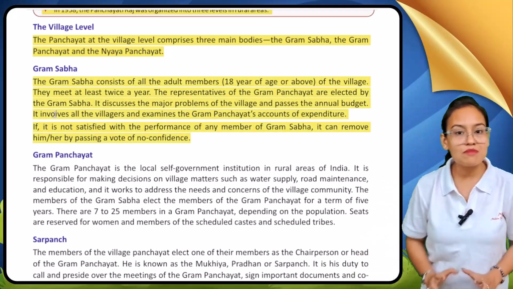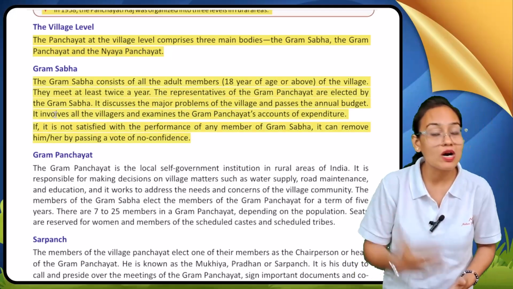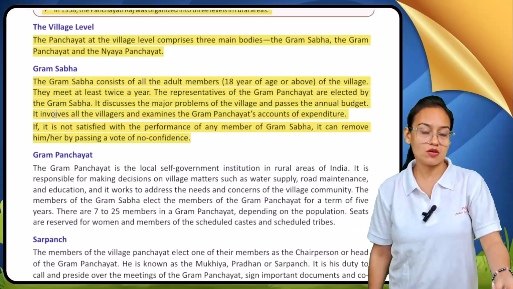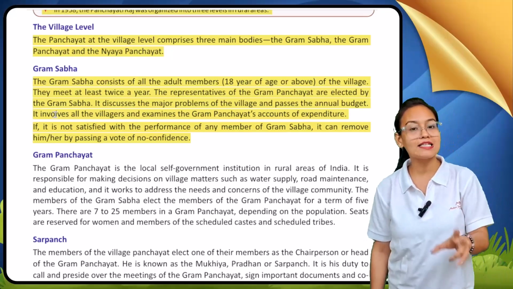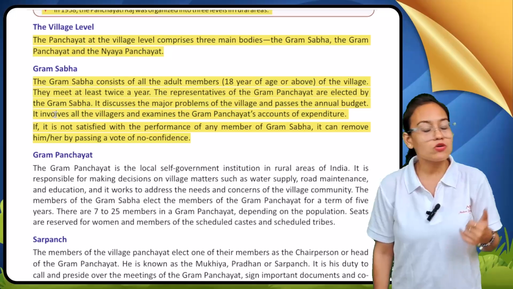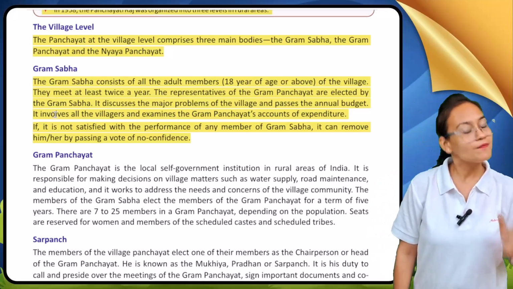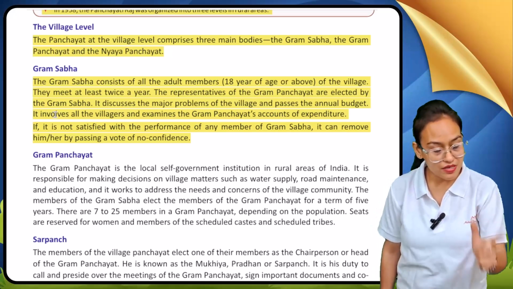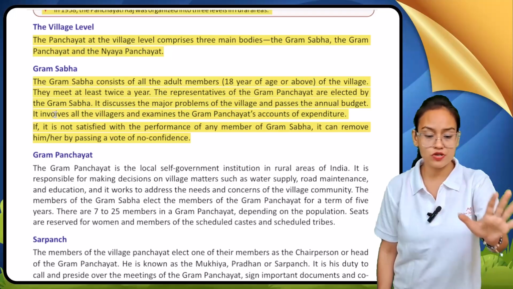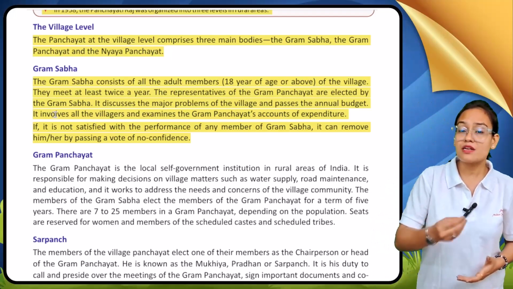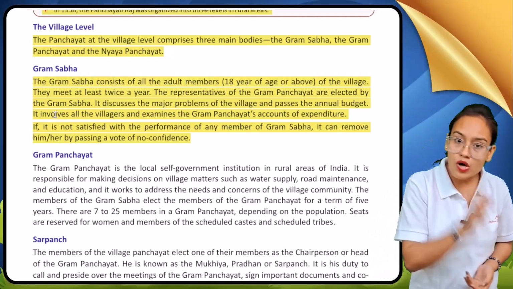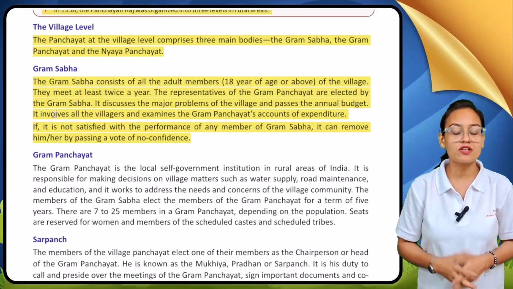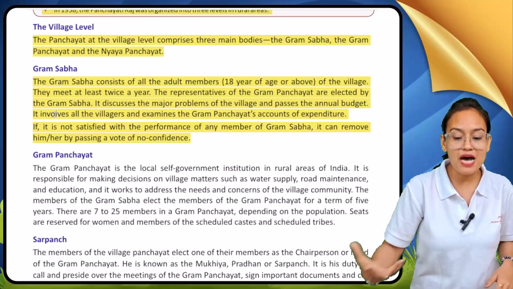Gram Sabha consists of all the adult members who have attained 18 years of age. They meet at least twice a year. Now, who will elect the representatives of Gram Panchayat? All the representatives of Gram Panchayat are elected by your Gram Sabha. They are responsible for discussing the major problems of the village and passing the annual budget.